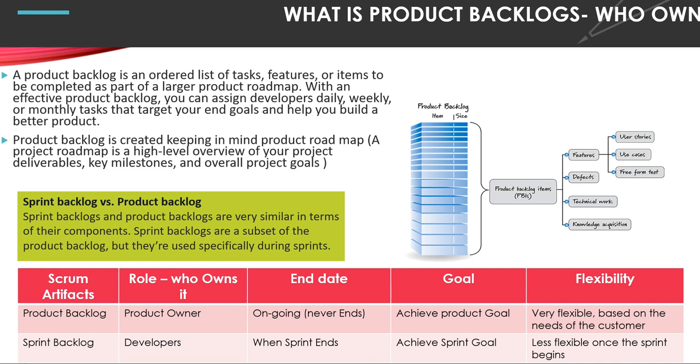It's very important that your backlog items should be ordered. See, in this figure you can see a backlog item after grooming and refining should have the item's description, like a story, or it can be an epic, it can be an initiative, with the size or estimation. The product backlog items can contain, as I mentioned, features, defects, technical work, knowledge acquisition, and then it can be further broken down into user stories, use cases, and so on.